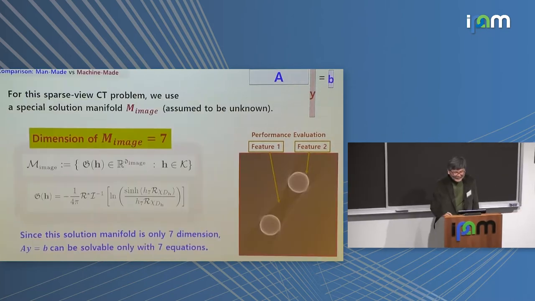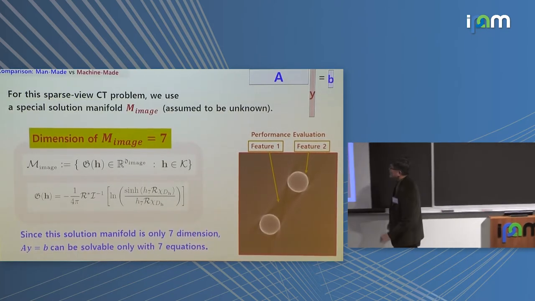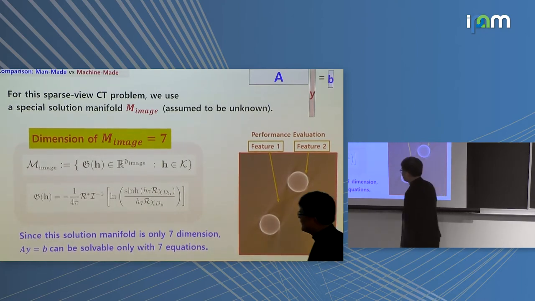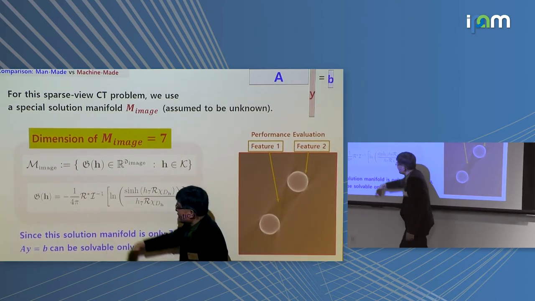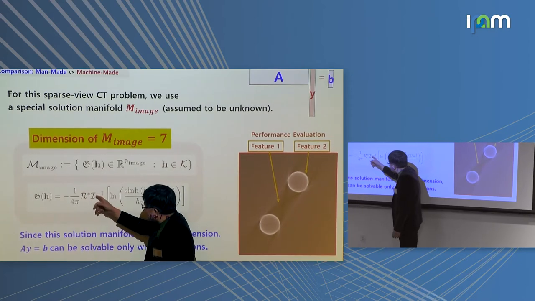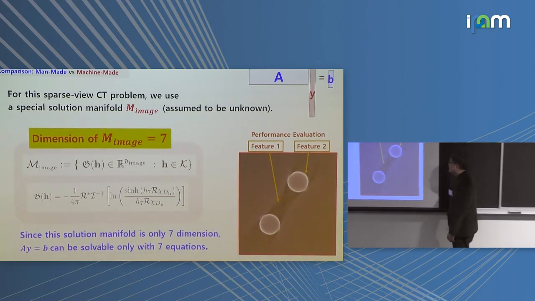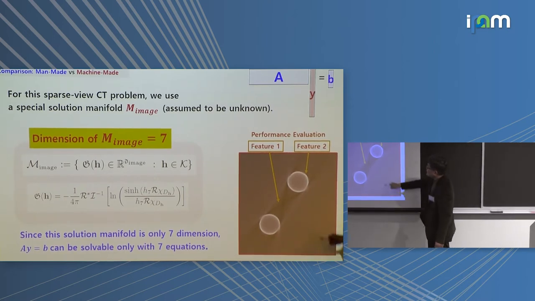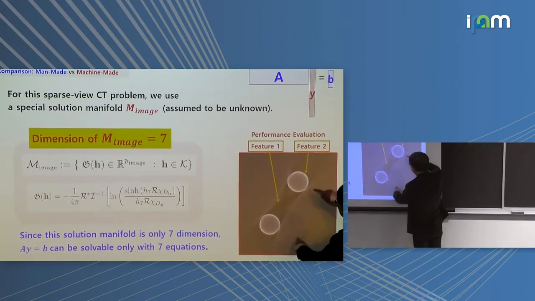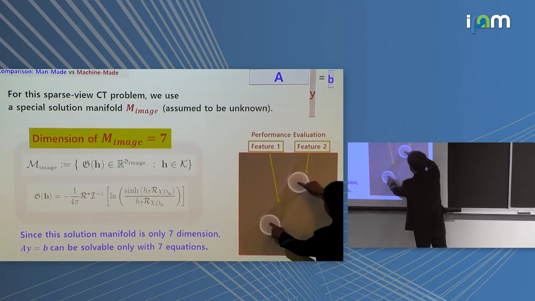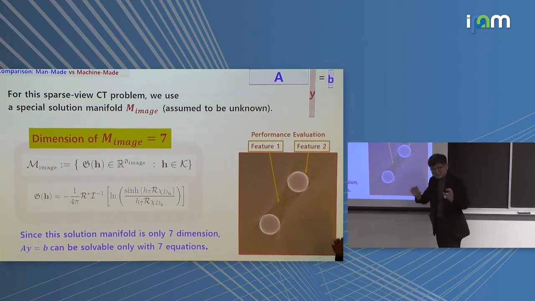Actually, this model is a seven-dimensional manifold. I made the seven-dimensional manifold. The manifold is a bit complicated. It's a dual of the Radon transform and some several things around that. The reason why this is seven-dimensional is that the circle's center location and radius make six dimensions, and there is one other thing. That's the seven dimensions.